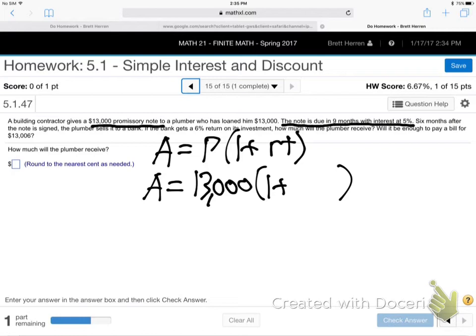Now let's do 5% for 9 months. I know we're not going to go the whole 9 months, but let's first figure that out. That'll give us what will be due at the end of the 9 months, and then we'll go back and do the second part.